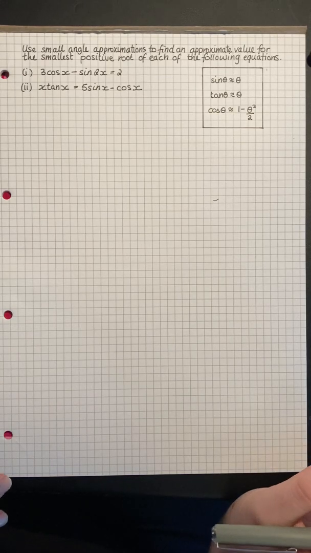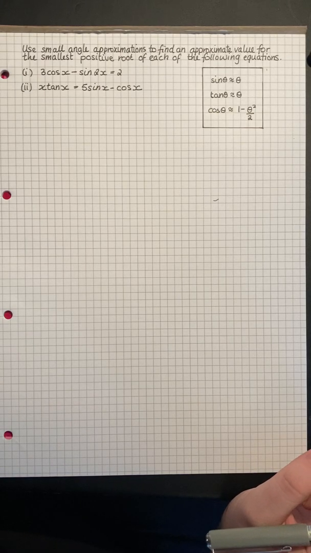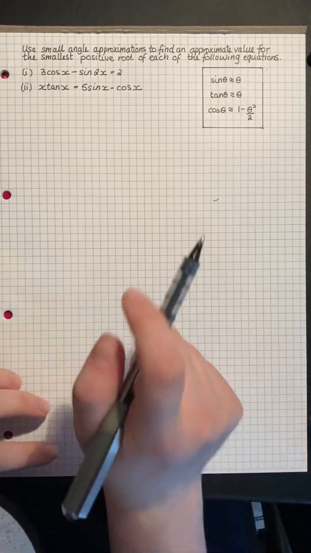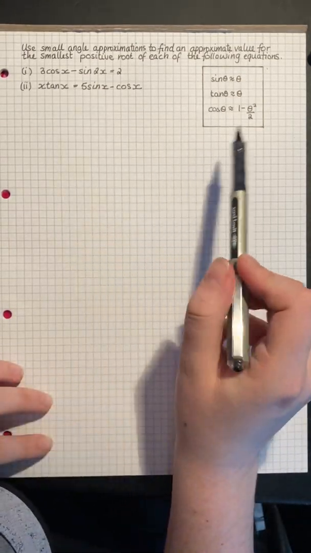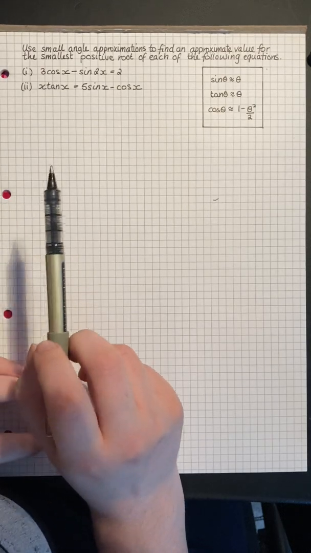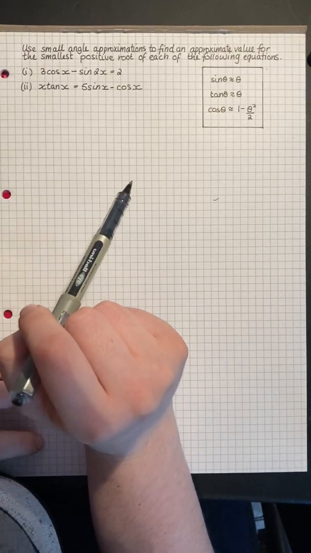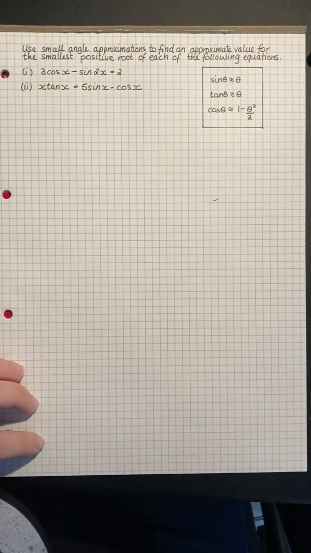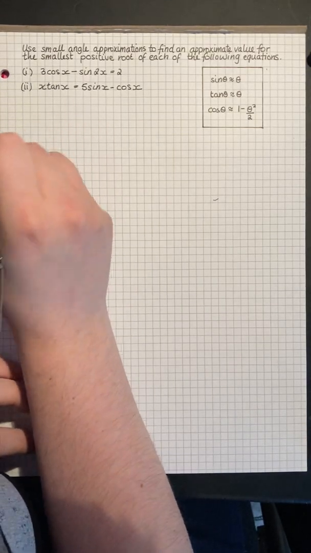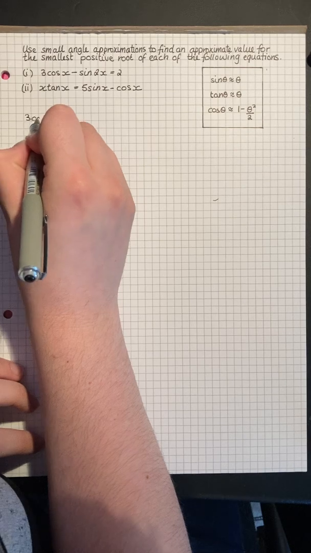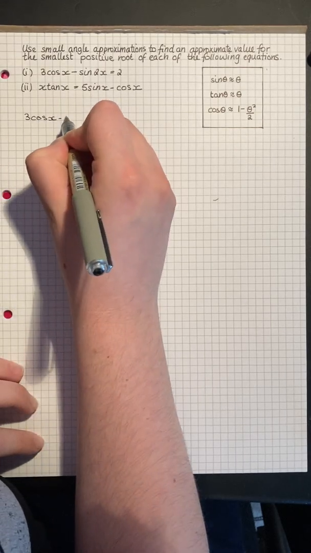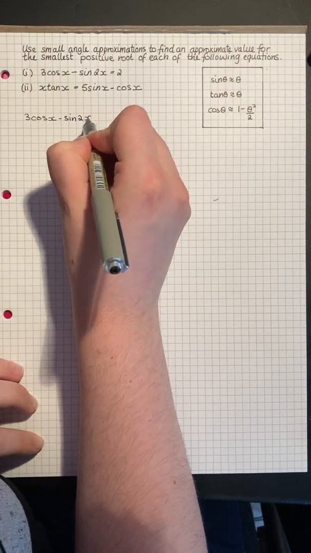This is the solution to exercise level 2, question 3. So I've got some equations and I want to use small angle approximations, which I've written here, to find an approximate value for the smallest positive root of each of the following equations. Okay, so the first one, we've got 3 cos x minus sine 2x equals 2.